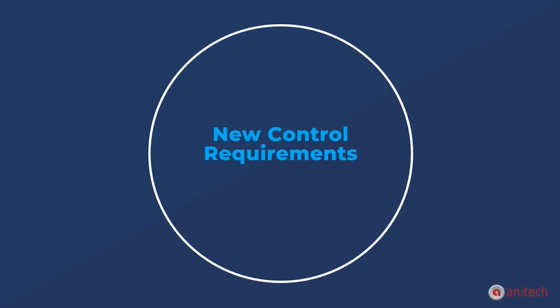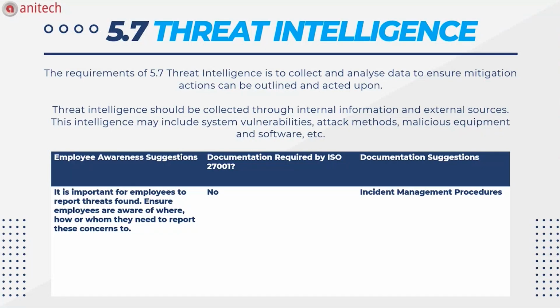Moving on, we will talk about the new control requirements now. So we got threat intelligence as the first one. So the threat intelligence should be collected through internal information and external sources. The intelligence may include system vulnerabilities, attack methods, malicious equipment and software, and so on.